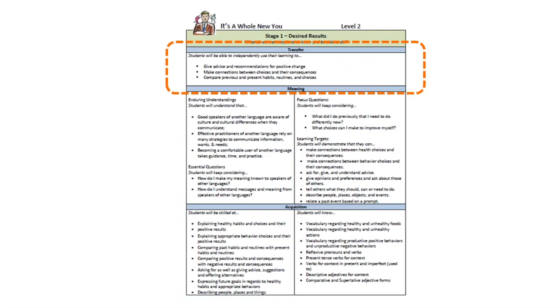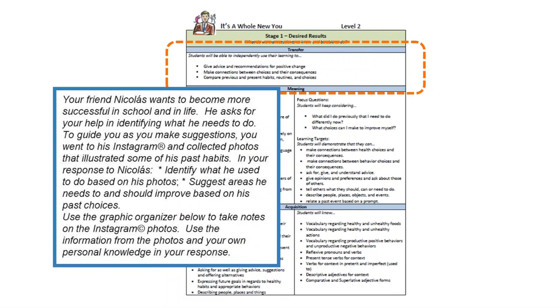So here is our transfer task. Because we share this unit plan with parents, we don't detail out the transfer task on this unit plan. So this is what students get after they've done this unit of study. Here's their transfer task. It says your friend Nicolas wants to become more successful in school and in life. He asks for your help in identifying what he needs to do. To guide you as you make suggestions, you went to his Instagram and collected photos that illustrated some of his past habits. In your response to Nicolas, identify what he used to do based on his photos and suggest areas he needs to and should improve based on his past choices.